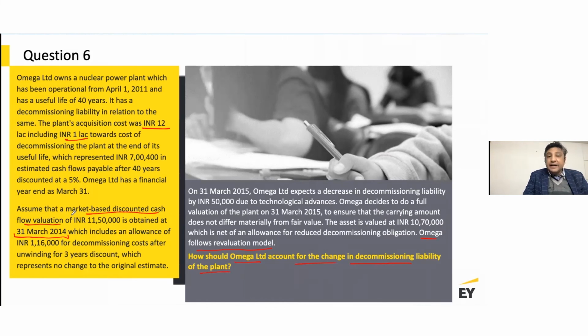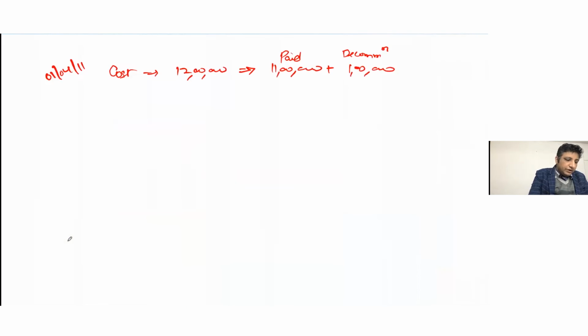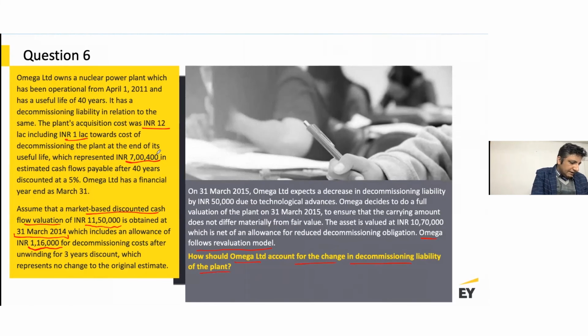There is a market-based discounted cash flow valuation done of 11,50,000, including an allowance of 1,16,000. Now, precisely, let's look at this figure first, 1,16,000. You would remember that this decommissioning liability is present as a part of the cost of the asset. Importantly, over the 40 years, it is expected to become 7,400,000 using a discount rate of 5%. We're not supposed to do this calculation, of course, but this is what a decommissioning liability is effectively trying to mean.